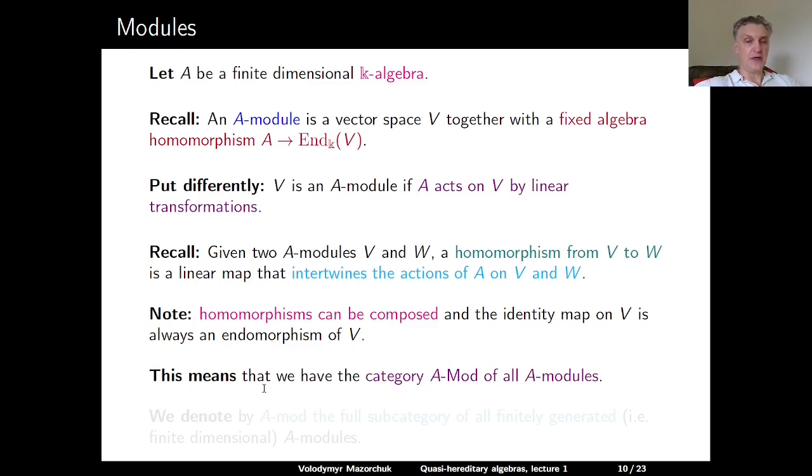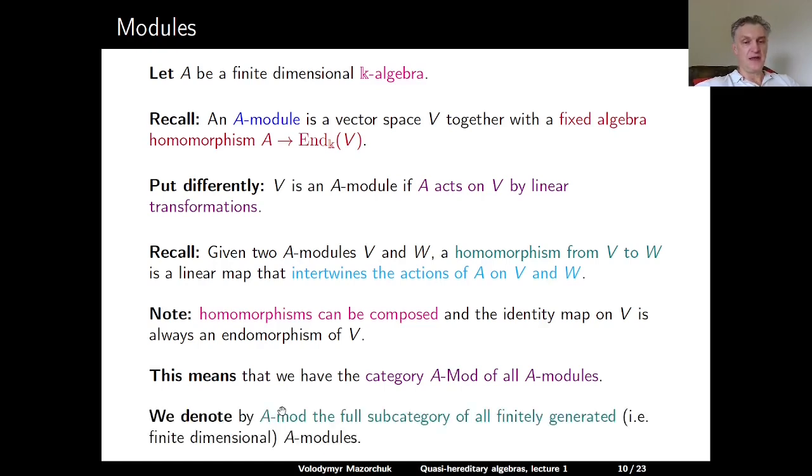And if we speak about the category of all A modules, then we have the capital letter M in the notation. And if the letter is small, then this denotes the full subcategory of the category of all modules, which consists of all finitely generated modules. Since our algebra A is finite dimensional to start with, this means that finitely generated modules are finite dimensional.